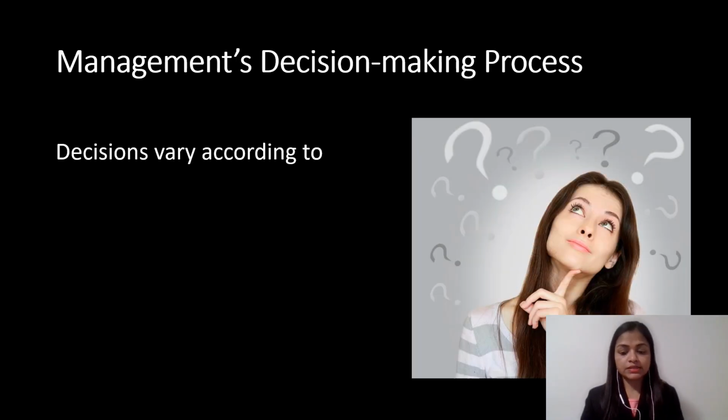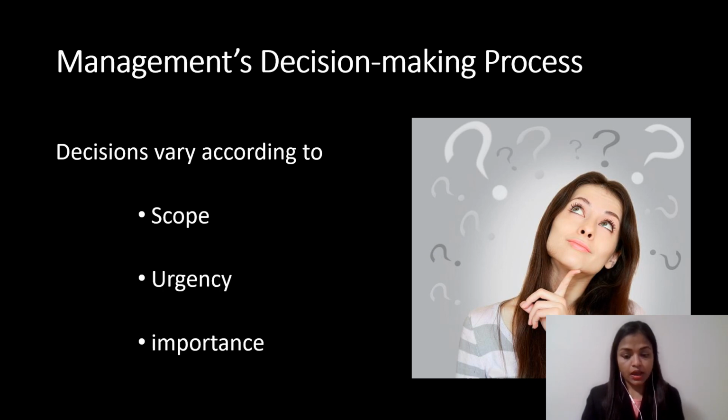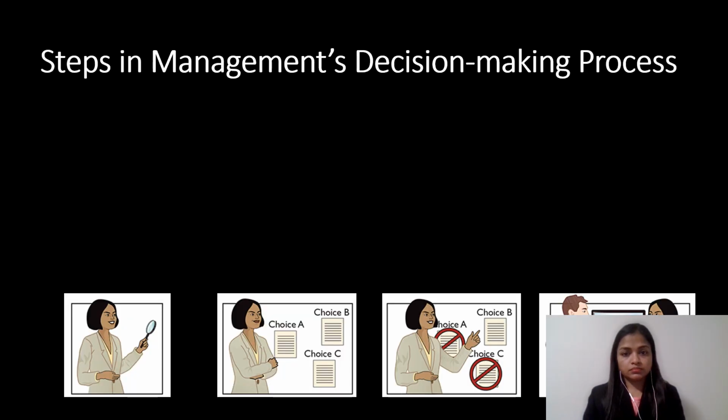First, we are discussing the management decision-making process. The process does not always follow the same pattern. It varies with scope, urgency, and importance. There are some steps that can be identified in the management decision-making process.